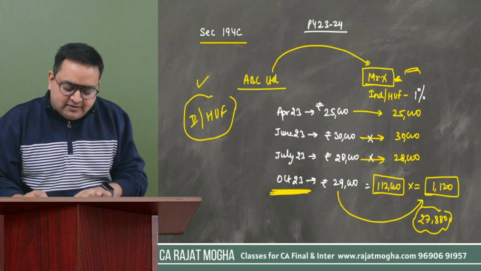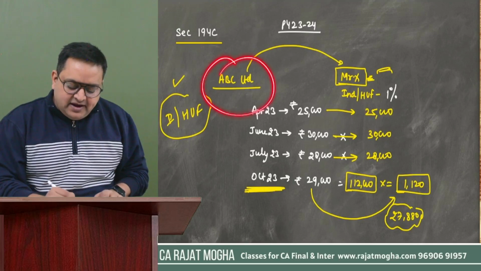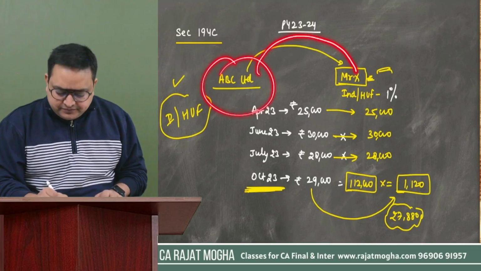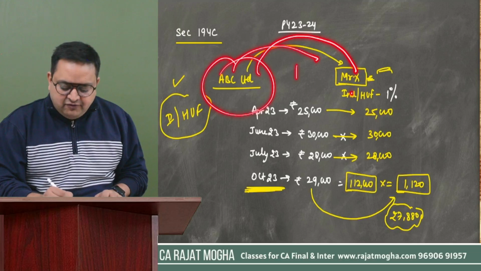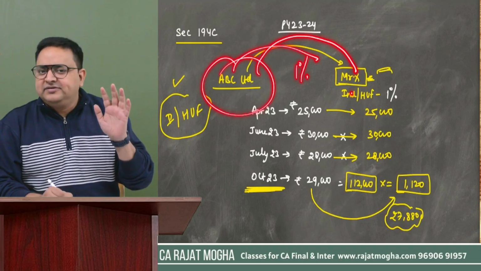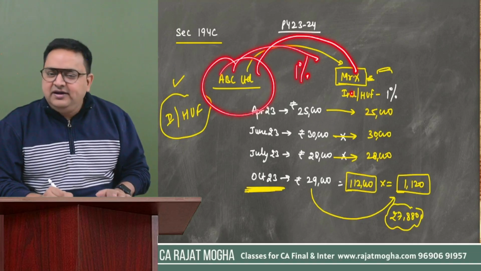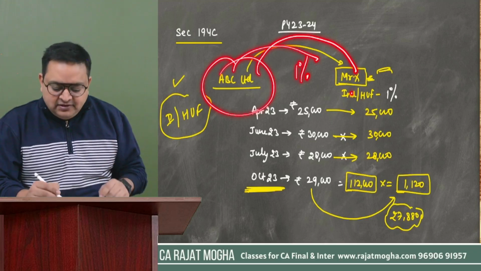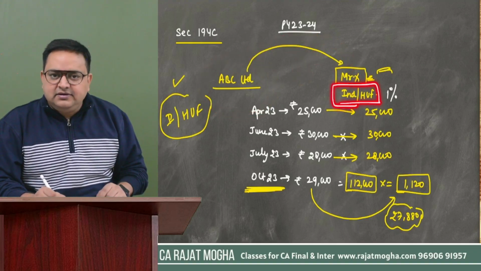Subcontract, what does subcontract mean? Let's say ABC Limited has given a contract to X. TDS will be deducted at a rate of 1%, let's say if it is more than rupees 30,000 or 1 lakh as the case may be. Why 1%? Because this contractor is an individual or HUF.